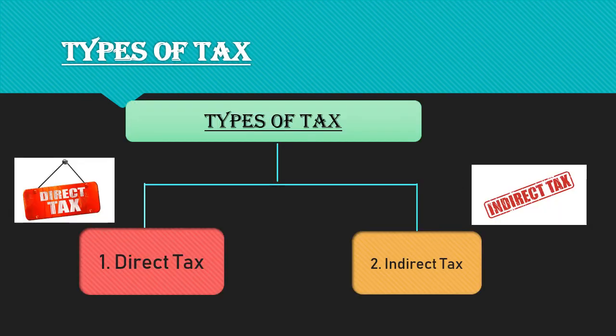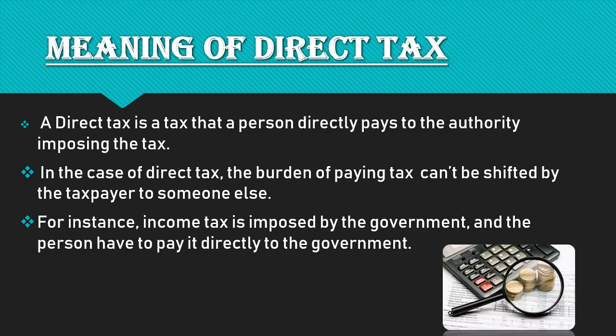Now let's study the types of taxes. Basically, taxes are of two types, that is direct and indirect tax. First, understand the meaning of direct tax. Direct taxes are those paid straight or directly to the government by an individual, such as income tax, land tax, personal or property tax.